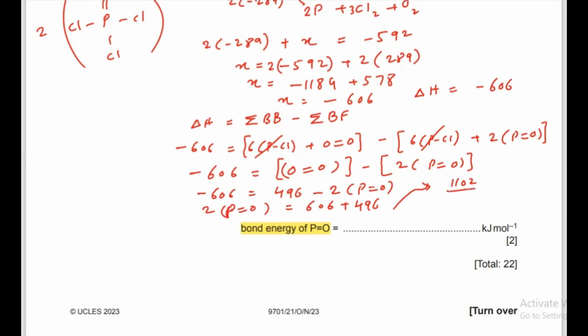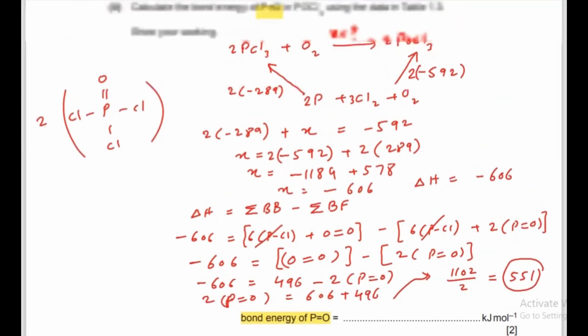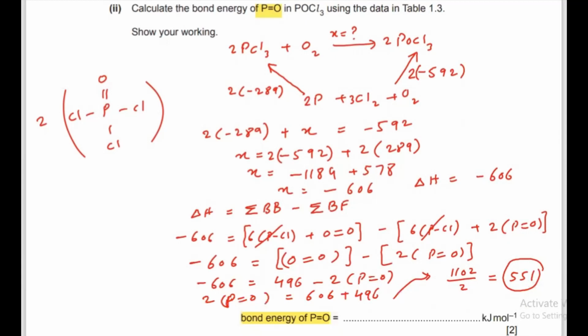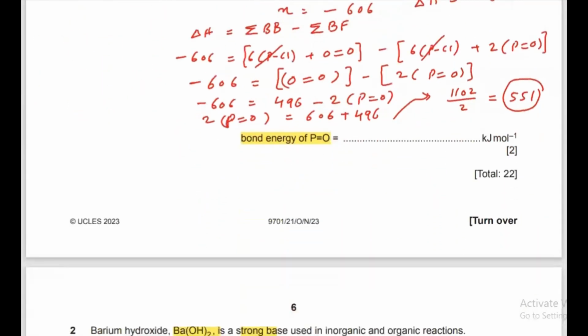So there are 2 P double bonds, so we can divide in 2. So it is 551. This is the bond energy of P double bond O. We can solve this question in 2 steps. First of all, calculate the enthalpy change of this reaction, and then you can apply another formula. Enthalpy change is equal to sum of bond broken minus bond formed, in which you can calculate the bond energy of P double bond O.